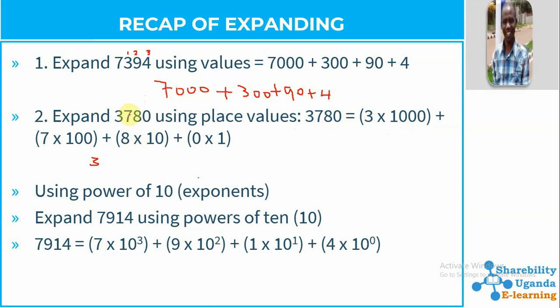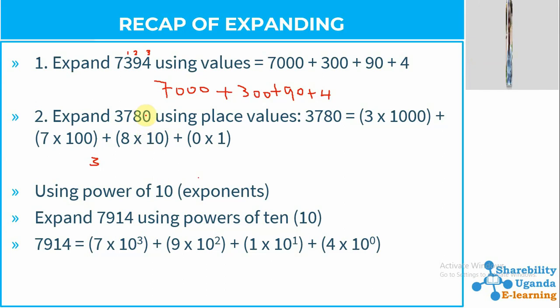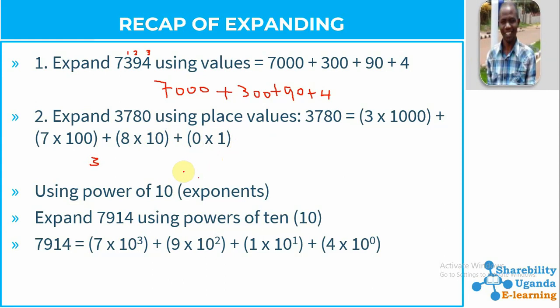Then you say 7, which is in the place value of 100: 7 times 100. Then our 8, which is in the place value of 10: 8 times 10. Then our 0, which is in the place value of 1: 0 times 1. So in this, you just leave it in this form. You will have expanded the number using place values.